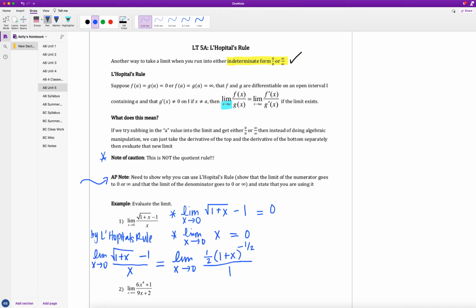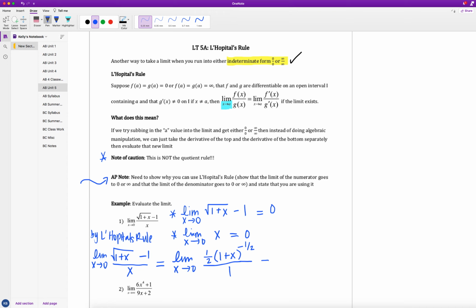So since the limit of the numerator was equal to 0, and the limit of the denominator was also equal to 0, then by L'Hopital's rule, instead of looking at this original limit, it is equivalent to looking at the limit of the derivative of the numerator over the derivative of the denominator.